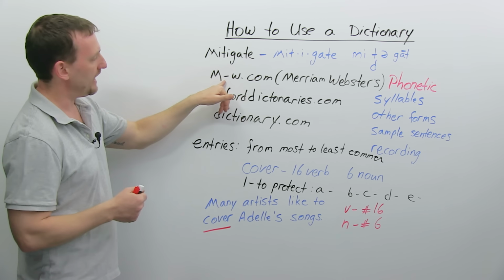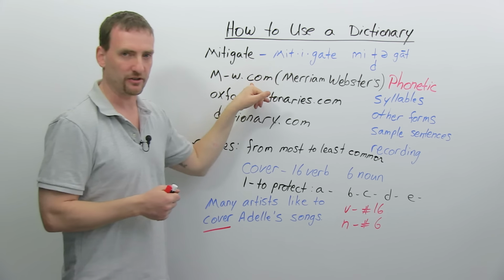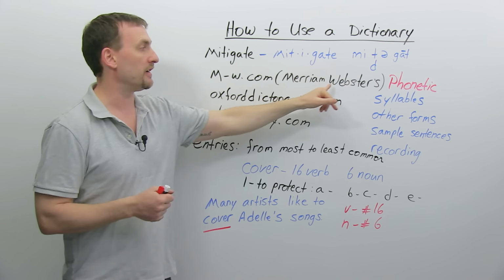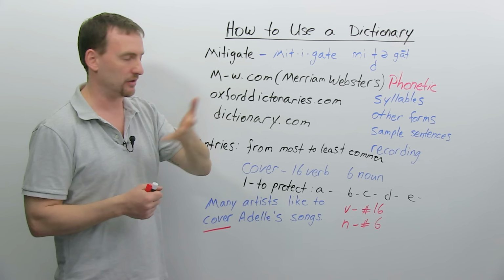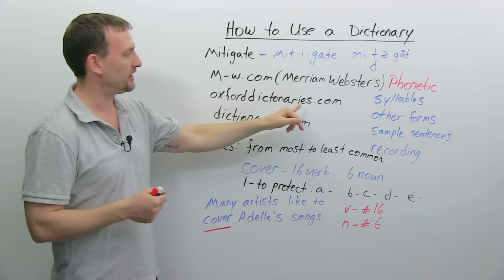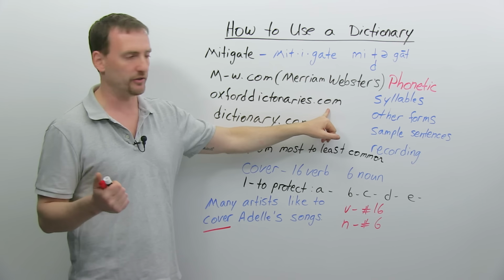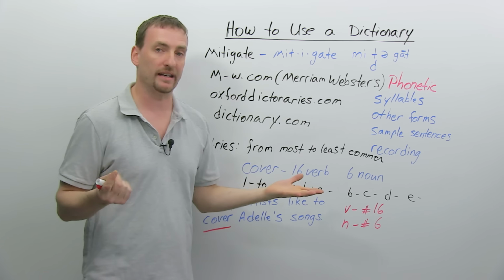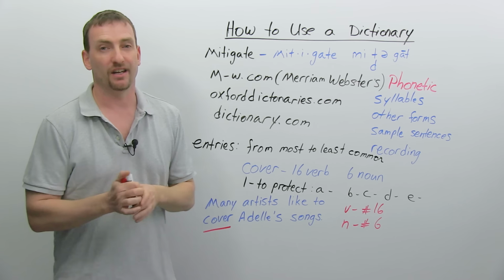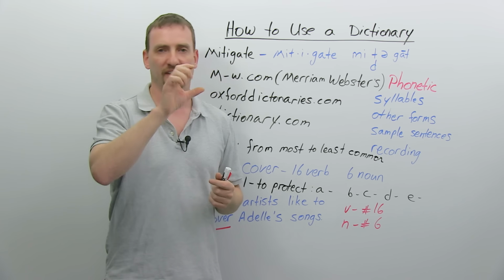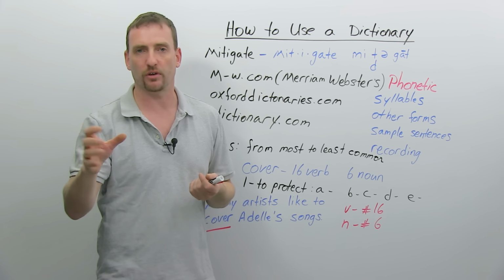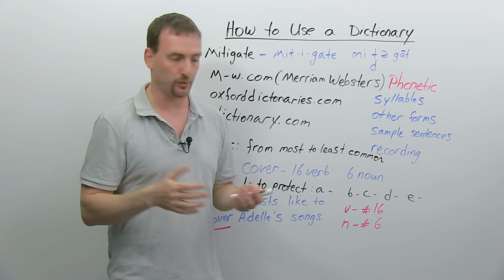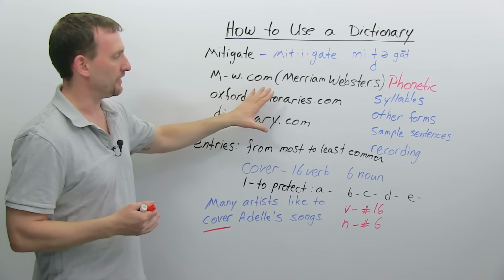Now, mw.com, that's the Merriam-Webster's dictionary. You can write merriam-websters.com, and that'll go to the same place. oxforddictionaries.com will take you to the Oxford one. Or dictionary.com, that's just the generic internet dictionary. If you go to Google and type define and whatever word you're looking for, it will give you a definition as well. So these are the internet ones.